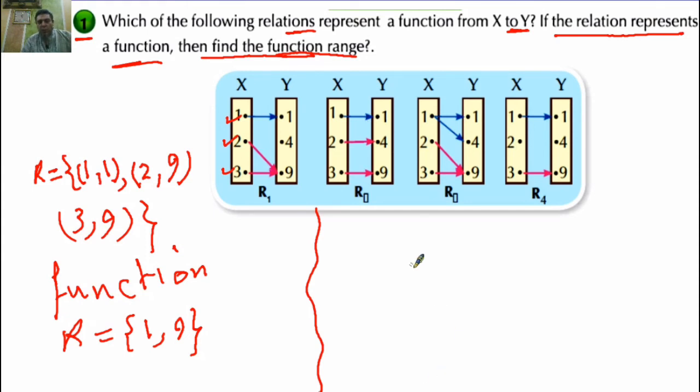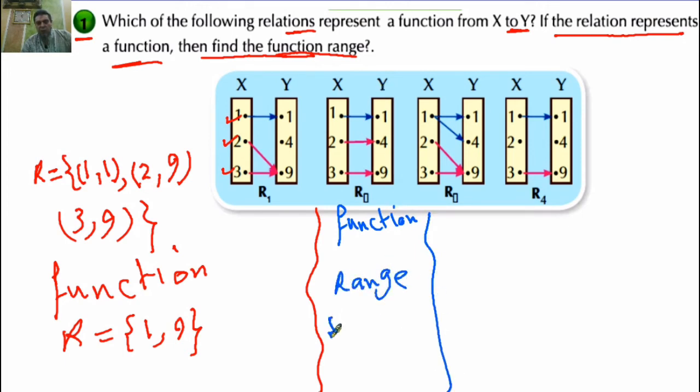Number 2, or R2, this relation we can write as (1, 1), (2, 4), (3, 9). We notice that each element in X appears one time. Then this is a function. R2 is a function. Then its range, the set of elements of Y that appear in the second projection, is {1, 4, 9}.